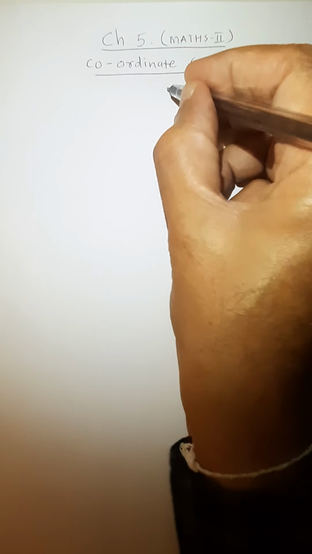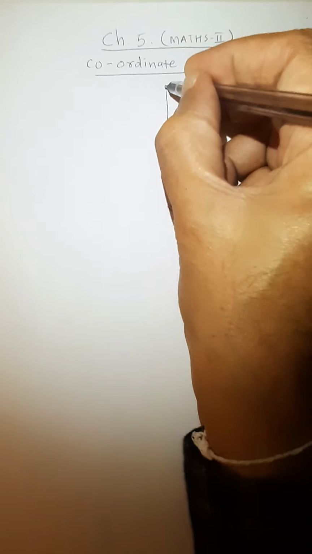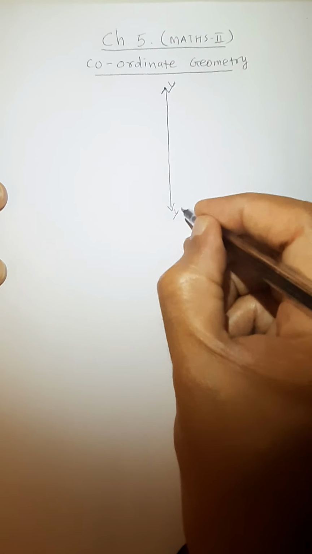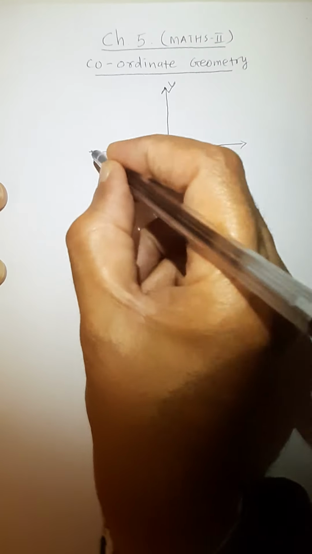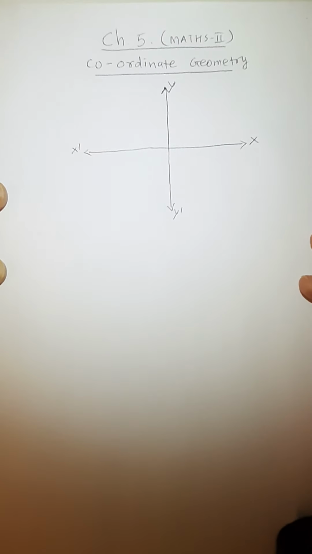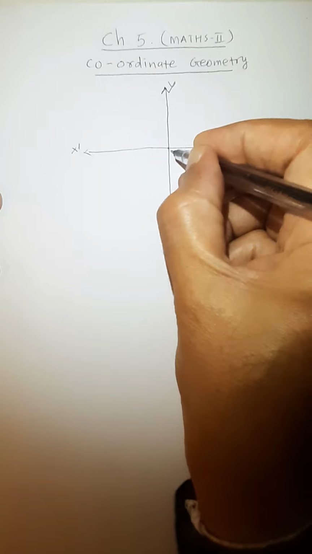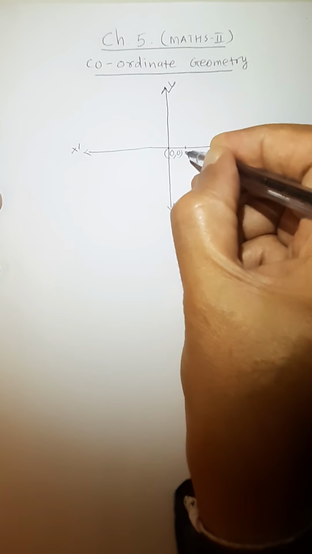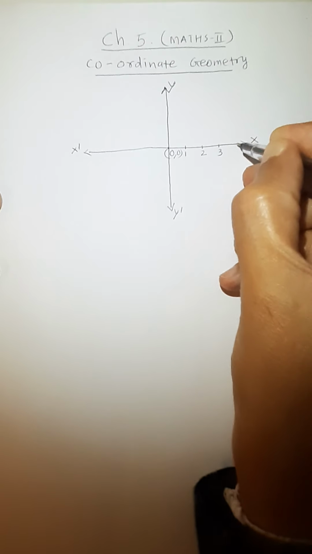You know that this is the vertical axis in the xy coordinate system, called the y-axis, shown as y dash, and this is the horizontal axis in the xy coordinate system, denoted as x dash, and it is called the x-axis. The point of intersection of both the axes is called the origin, shown as O, O means 0, 0. These are the positive integers 1, 2, 3 here.